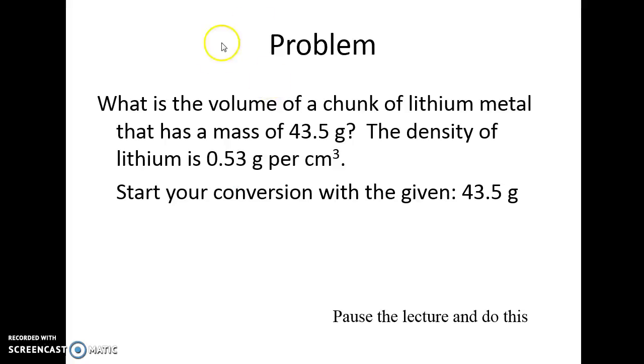So if I look at this problem, it says, what is the volume of a chunk of lithium metal that has a mass of 43.5 grams? The density is 0.53 grams per centimeter cubed. Remember, a centimeter cubed is the same thing as a milliliter. So we always start with the measurement that is not density. So we're going to start with 43.5. Pause the lecture and do this problem, and then I'll show you how to do it.